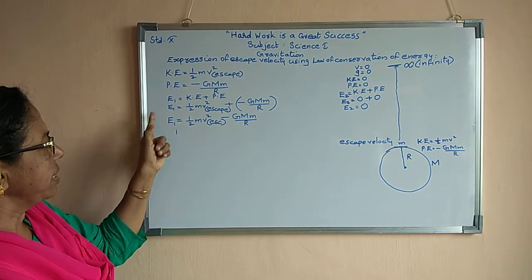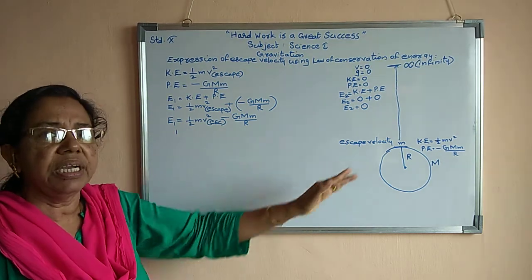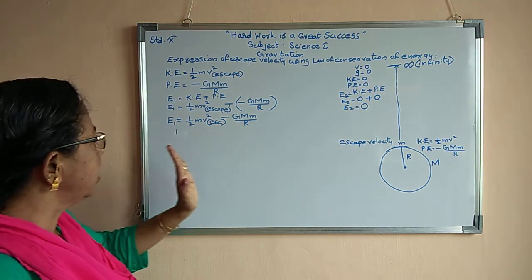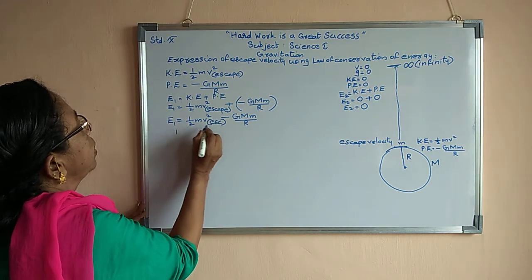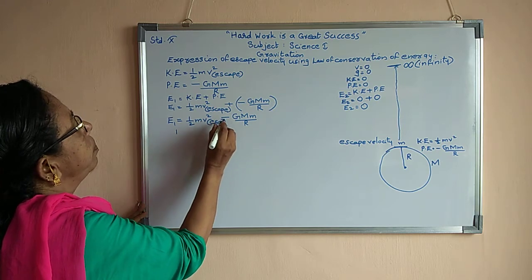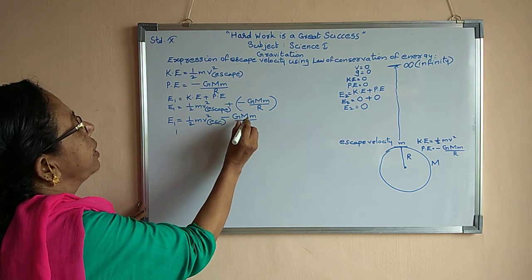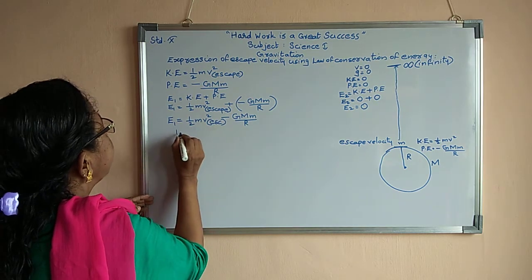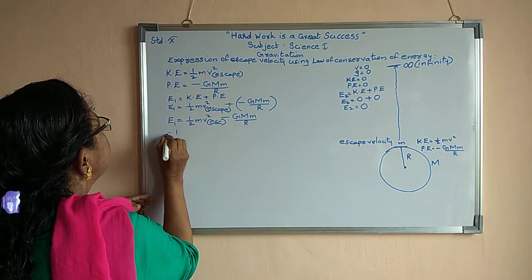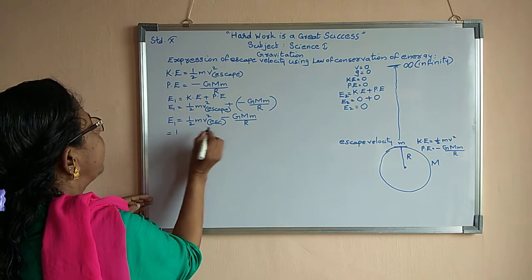E1 means the total energy possessed by the body when it is on the surface of the earth. So equal to how much? E1 is equal to half mv square minus G capital M small m upon R. Now I am writing it in a little easier way to understand.